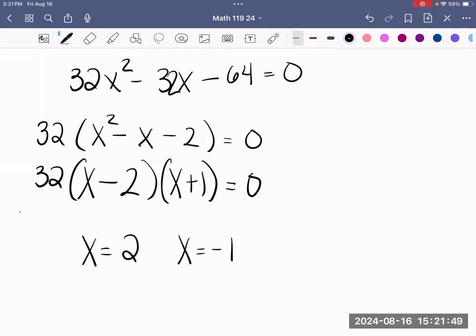Now we do not need to set 32 equal to 0 here, just as we did over here, because 0 is equal to 32 makes no sense. So unless it has a variable to it, we're not going to be so worried about the GCF.